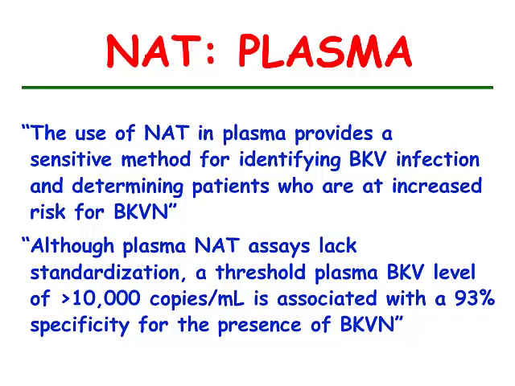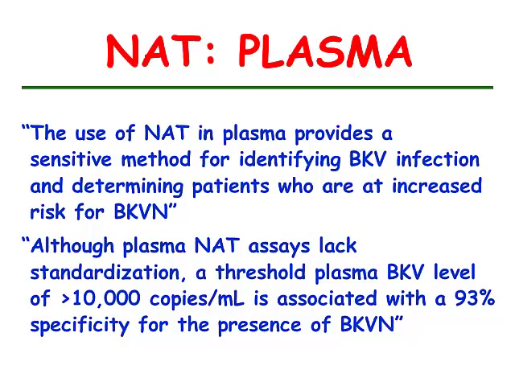The use of NAT in plasma provides a sensitive method for identifying BK virus infection and determining patients who are at increased risk for BKV nephropathy. Second, although plasma NAT assays lack standardization, a threshold plasma BKV level of more than 10,000 copies per ml is associated with a 93% specificity for the presence of BKV nephropathy.